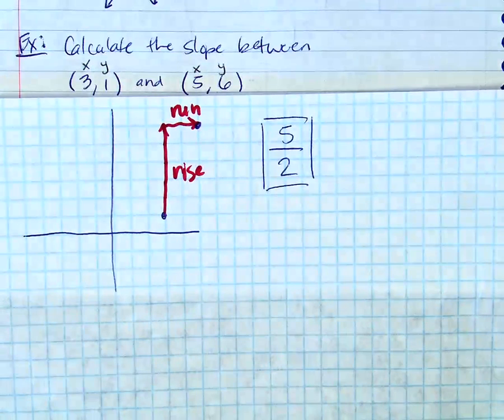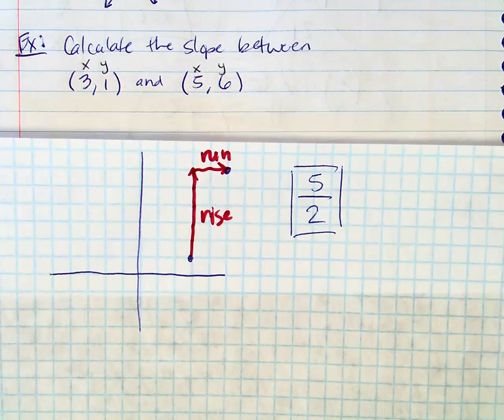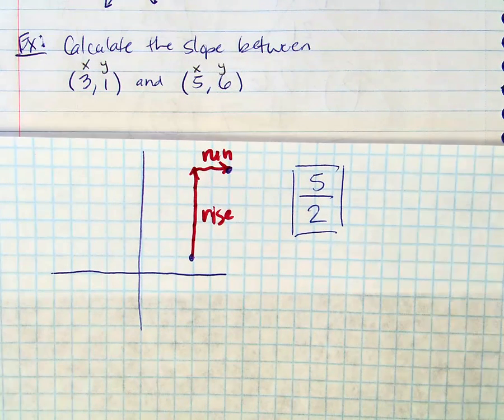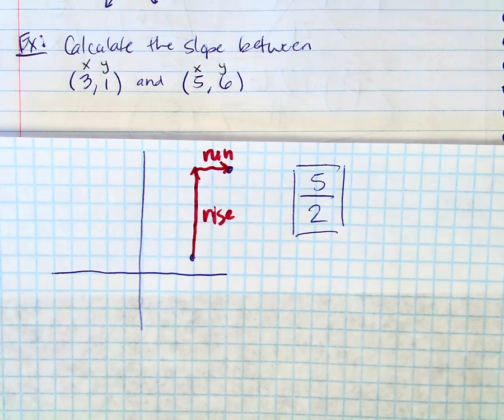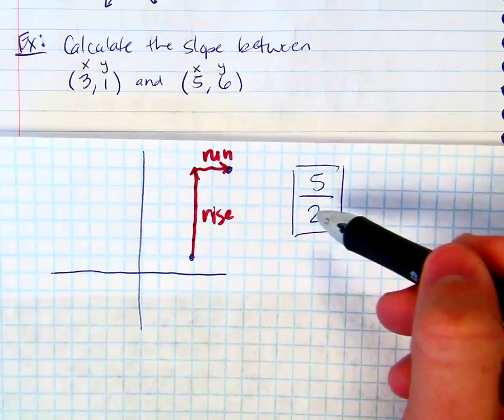Each point is X and then Y. So what I would like for you to do is I want you to look at the numbers that were in the points. We had a 3 and a 1. We had a 5 and a 6. How could I use those numbers? So think of different combinations of these numbers. How could I use those numbers to come up with a 5 and a 2?